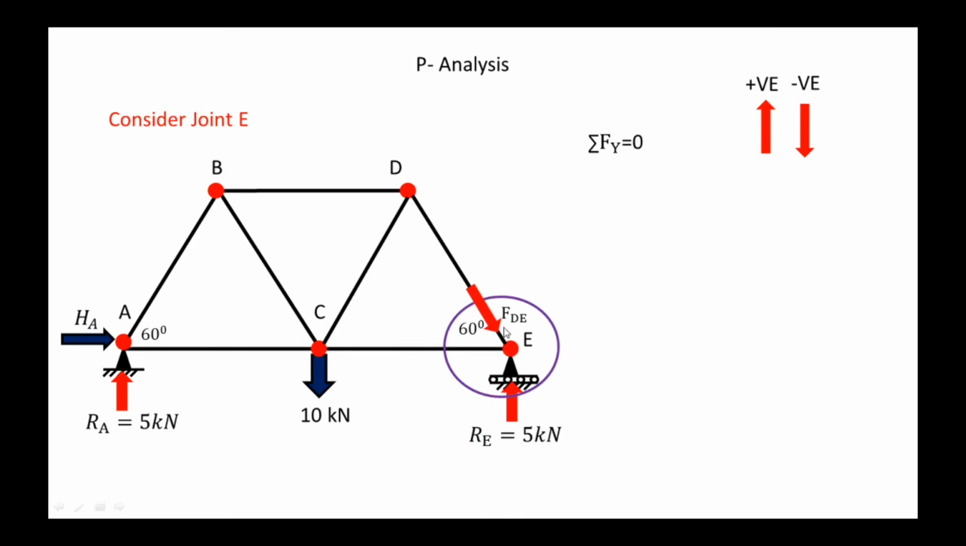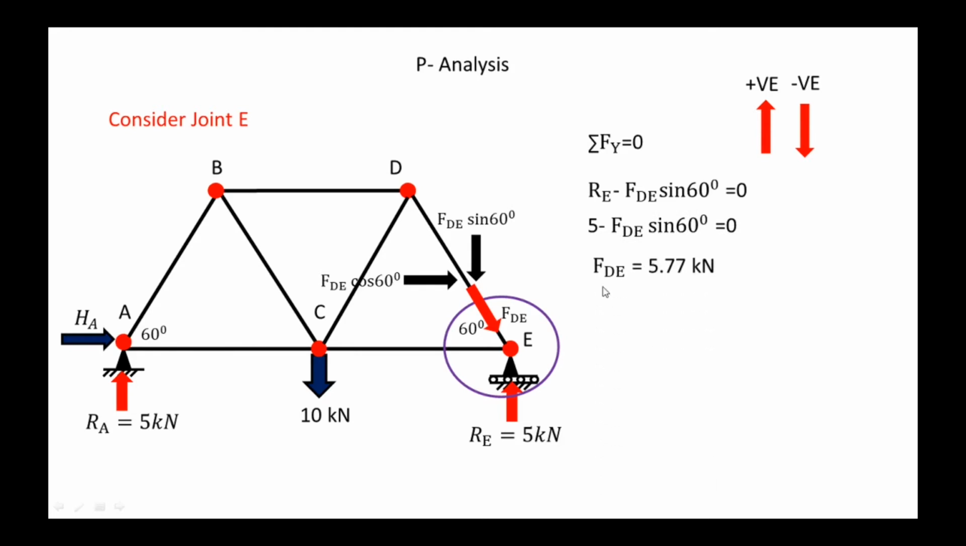So now resolve this FDE horizontally and vertically. So the vertically downward force is FDE sin 60. So here write the equation: RE is vertically upward, plus, minus FDE sin 60 is negative, so that is equal to 0. So RE is equal to 5. So we got here FDE is equal to 5.77.